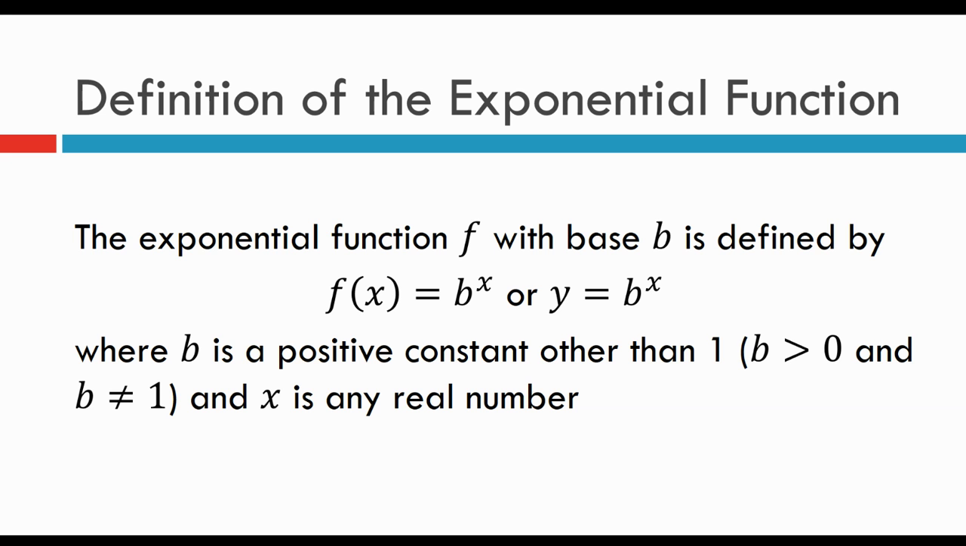So, what's the definition of an exponential function? Well, the exponential function f with base b is defined by f of x equals b to the power of x, or y equals b to the power of x. So f of x is in function notation, y equals isn't. But notice how they both equal b to the power of x. b is a positive constant other than 1. So that means it's greater than 0, but once again, not 1. And x can be any real number. So positive, negative, a fraction, whole number, anything along those lines.